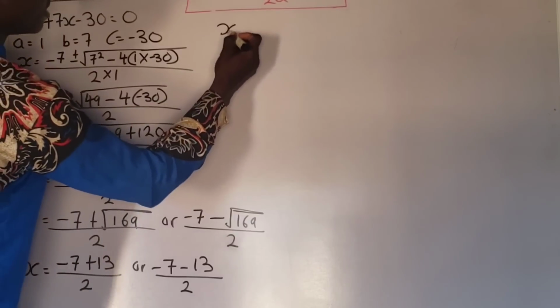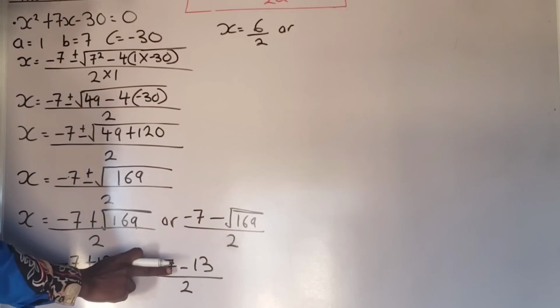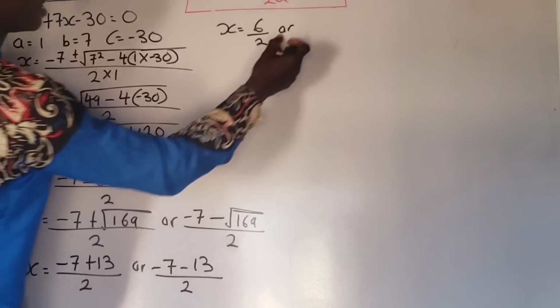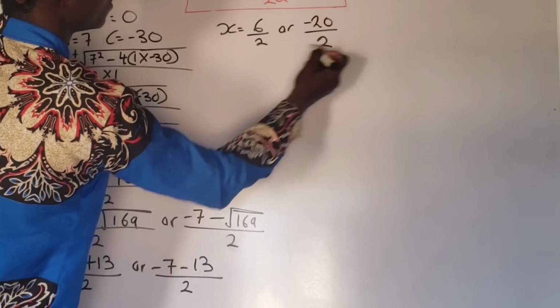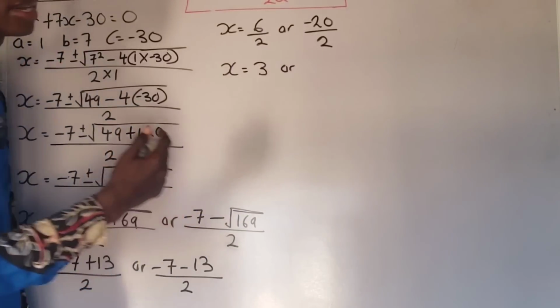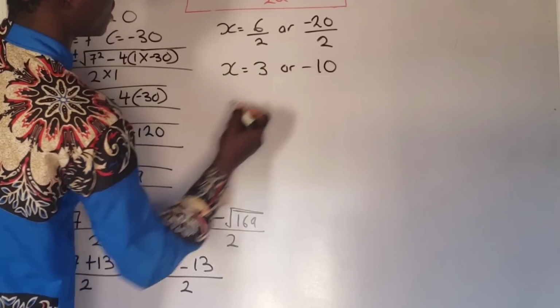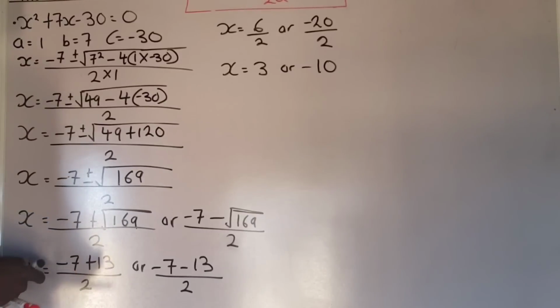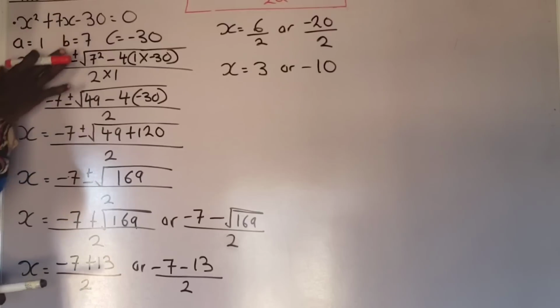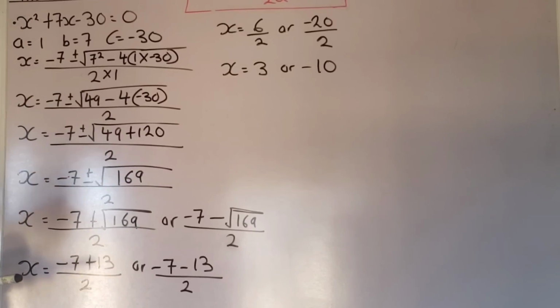Okay, let's put it here. x is equal to 6 all over 2. Or now for this one I'm going to have negative 7 minus 13, that will be what? Negative 20. So I'm going to have negative 20 all over 2. So here x equals 3, or negative 20 divided by 2, that will be negative 10. So x is equal to 3 or negative 10, you understand? So the value of x that makes the quadratic equation x squared plus 7x minus 30 equals 0 is 3 or negative 10. If you substitute this value into this quadratic equation, you are still going to arrive at 0. Okay, so that is how to solve quadratic equation using the formula method.